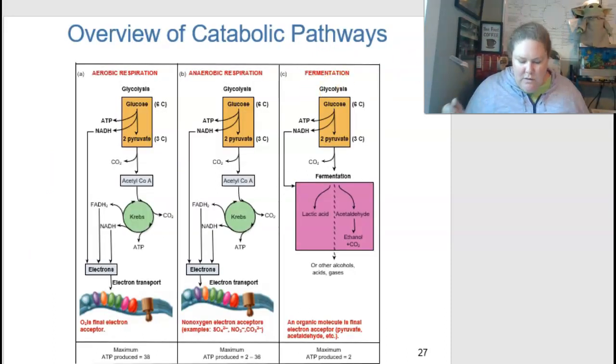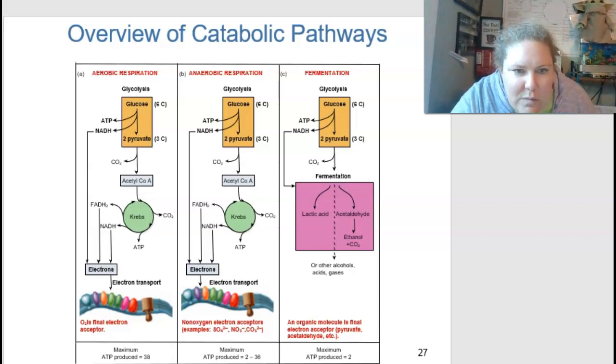So this is that figure I was telling you about. This is figure 8.16, a side-by-side comparison of the different stages and the major products of the pathways for aerobic, anaerobic, and fermentation. Note that all are going to begin with glycolysis, the breaking down of sugar, but they vary in much of the other pathways, in which ones are the electron acceptors, and what the ATP yield is.